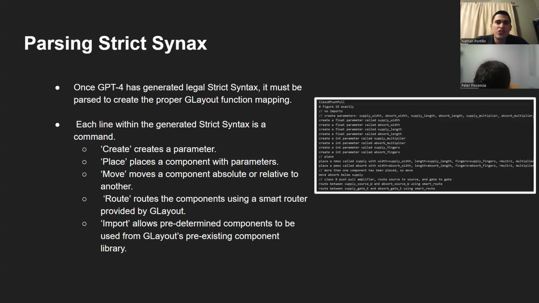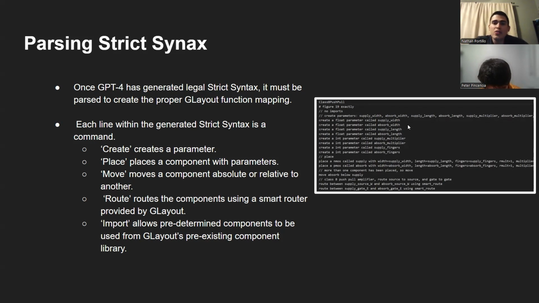To give a little bit of context on what strict syntax is, once GPT-4 has generated the legal strict syntax cross-referenced against the knowledge graph, it has to be parsed. And this is a fairly trivial problem. It's not difficult, right? Here's an example of what strict syntax actually looks like. For example, you might have an import at the top, so class B push pull, or sorry, that's the name of the component. You might have no imports.